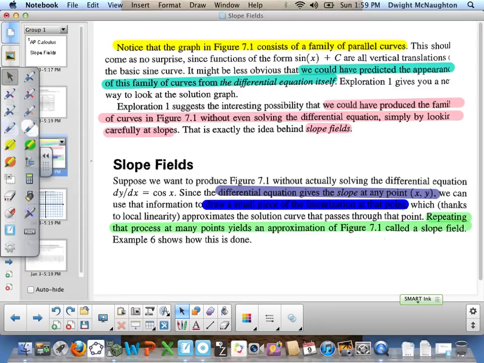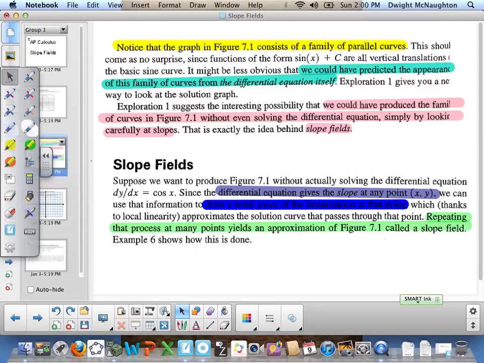So what we're going to do is take our differential equation and look at lots of different points. We're going to calculate the slopes at different points, and we're going to do it over and over again. And we're going to create a lattice grid of slopes at those points. We're not going to draw large pieces of the graph. We're just going to draw little linearizations at that point and see what's happening.